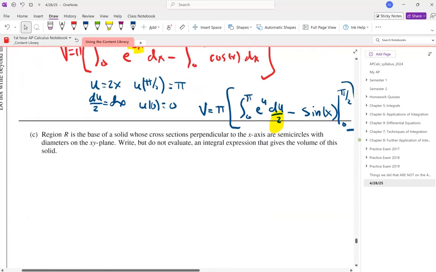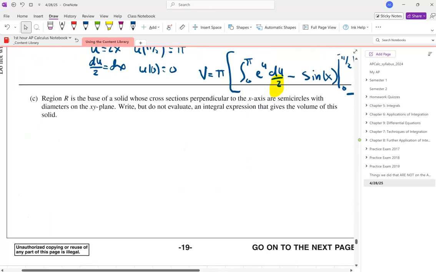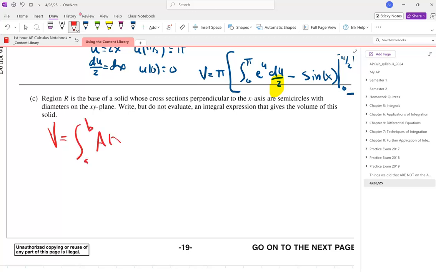All right. And then part C says region R is the base of a solid whose cross sections perpendicular to the x-axis are semicircles with diameters in the xy plane. Write, but do not evaluate, an integral expression that gives the volume of this solid. So this is that other type of volume problem where there's no rotation going on, right? So remember that the volume is just going to be the integral of some area function, right?